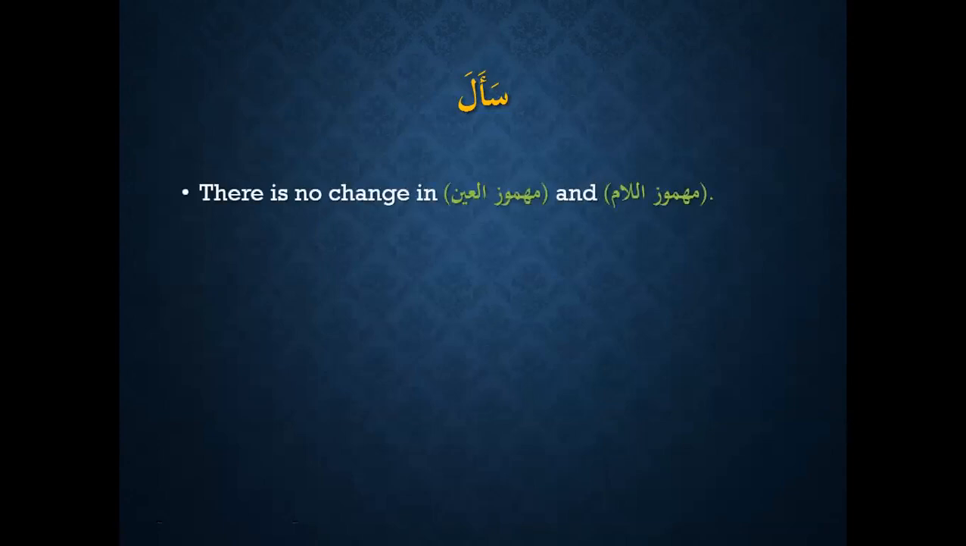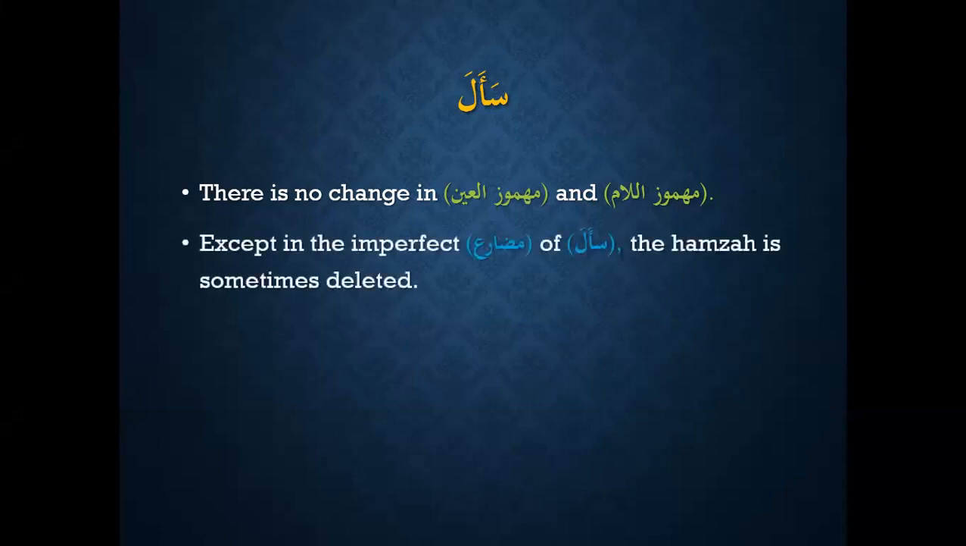There's a letter, the mahmuzul fa, sa'ala, some special words. Some special verbs or words, a noun or verb, whatever they are, they get certain changes. For example, sa'ala. You don't change mahmuzul ayn and lam generally. So sa'ala, there are a few exceptions. The mudari should be yas'alu, like fataha, yaftahu. But you are okay to say yas'alu, but you can also say yasalu. So you drop the hamza there and give the fatha of the hamza to seen. So yasalu means the same as yas'alu. This is the exception for sa'ala.